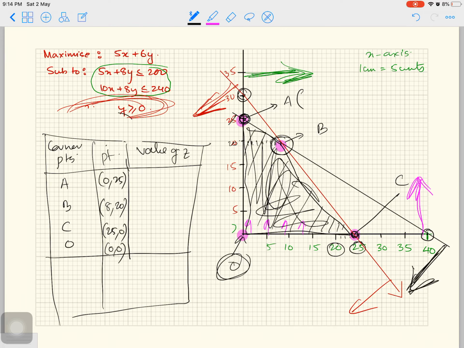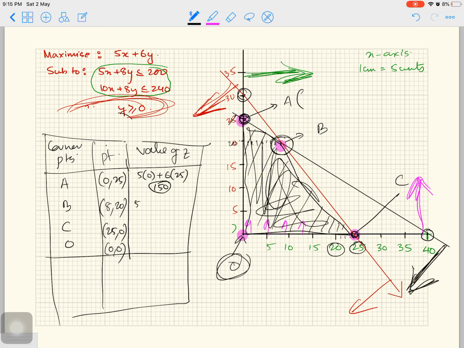Let's find out what will be the value of Z at this point. You just have to calculate it using the calculator. So just calculate the values of Z at all these points, and then we will see which one is the maximum, because this sum is to maximize. Okay, so the first one, when it is 0 and 25, my value would be 5 into 0 plus 6 into 25. Calculate it, it will give me 150 here.